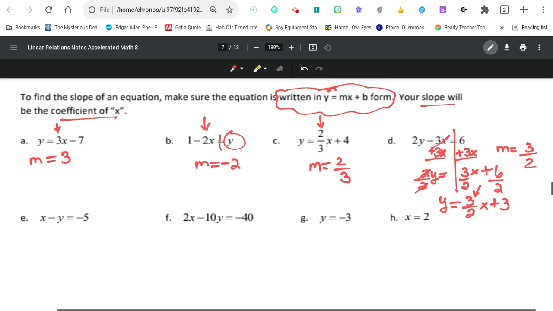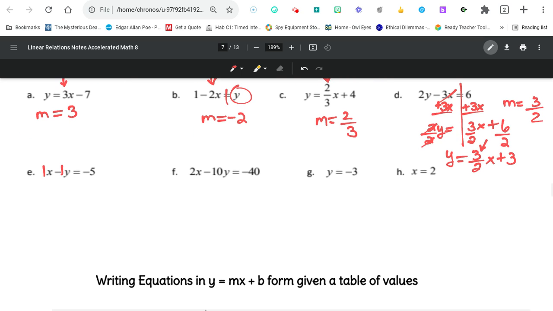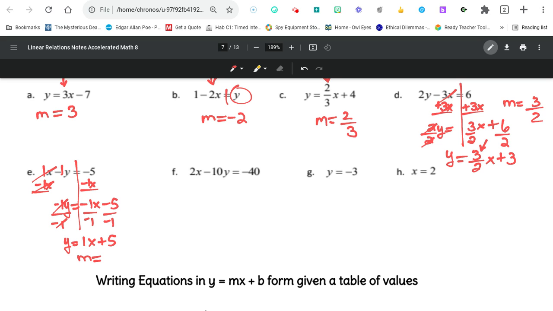Therefore, that's the slope. On E, the simple thing to do is just to put your understood ones. It makes it really easy. So to get y by itself, I'm going to change the sign of 1x to -1x. So I end up with -1y equals -1x minus 5. I'm going to divide everything by -1. So we'll end up with y equals 1x plus 5. And the coefficient of x is a 1, or you can write it as an understood 1. It doesn't matter. So the slope is 1.